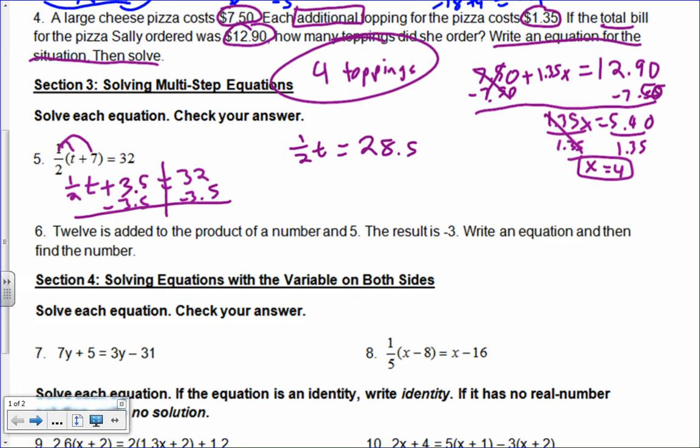28.5. Alright, now how do you get rid of the 1/2 that's in front of the t? Well, divide both sides by 1/2. And if you remember, dividing by fractions is the same thing as multiplying by its reciprocal. So I'm just going to do that right away. Multiply by the 2 over 1. And over here, we're going to multiply by the 2 over 1. So t is whatever 2 times 28.5 is, and I believe it's 57. So there's your t.